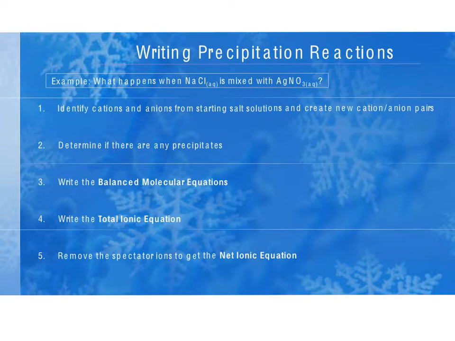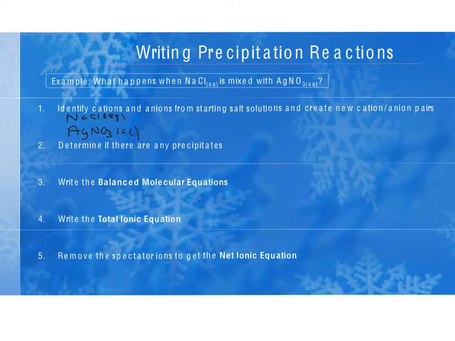The first step is to find the cations and anions from our starting salt solutions. So our starting salt solutions are sodium chloride and silver nitrate. So let's write those down. We have NaCl, and it's aqueous, and we also have silver nitrate, and it is also aqueous. The aqueous means that these are already dissolved in water.